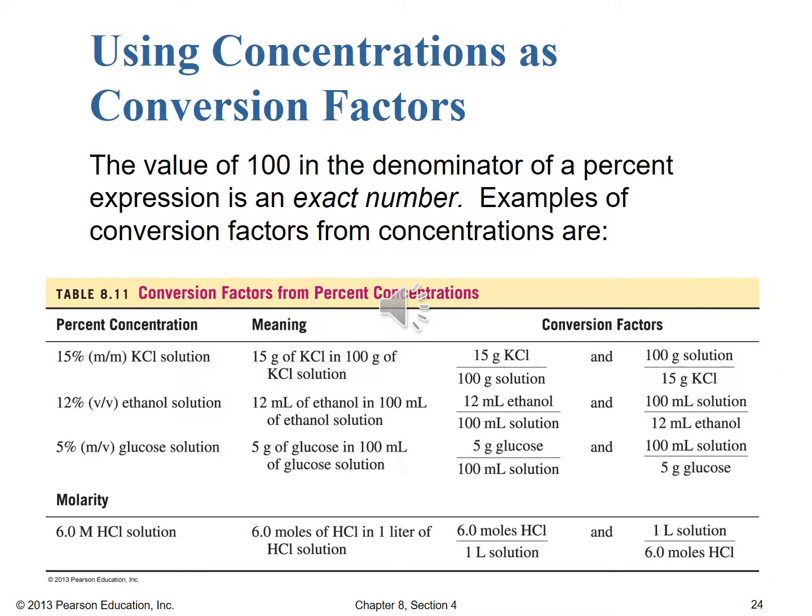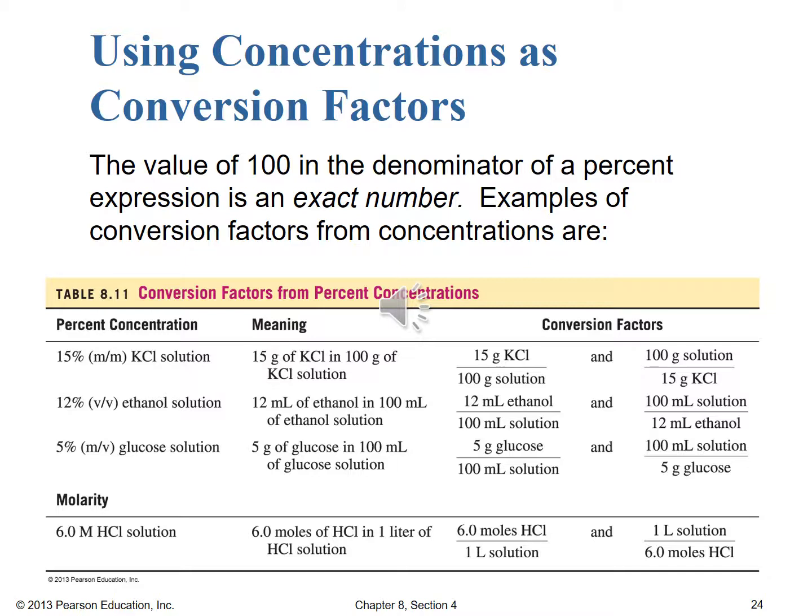Okay, so now that we know some different concentration expressions, we can think about using concentrations as conversion factors. And of course, if we're talking about mass percent or mass per volume percent, that value of 100 in the denominator of any percent expression is an exact number. So it does not affect the significant figures in the problem. It's not a measured number, it's an exact number.